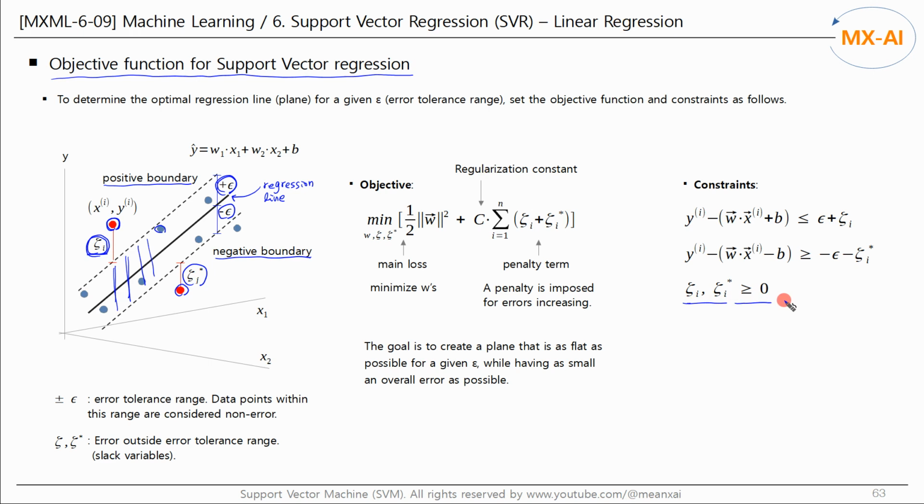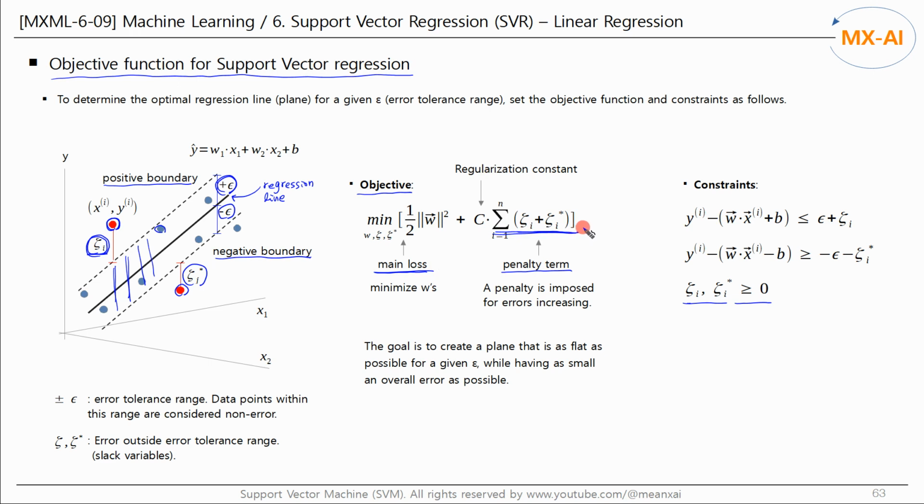Now we use these errors, zeta, to generate an objective function like this. This is the second expression on the previous page. The main loss is to minimize the overall W, which are the parameters of the regression line. Focusing only on minimizing W may result in underfitting, so a penalty term is added to prevent the sum of the errors from becoming large. Our goal is to create a regression line that is as flat as possible, but with as little overall error as possible.